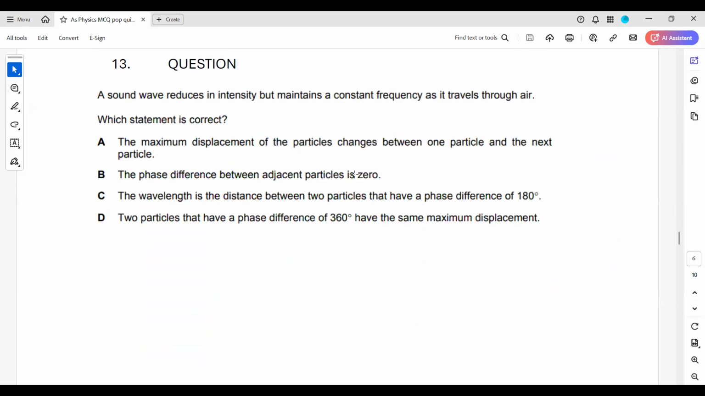Next, we have question 13. A sound wave reduces in intensity but maintains a constant frequency as it travels through the air. So the frequency is constant. What usually happens is that the maximum displacement of the particle changes.